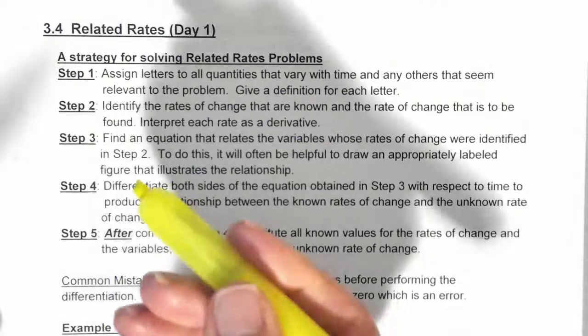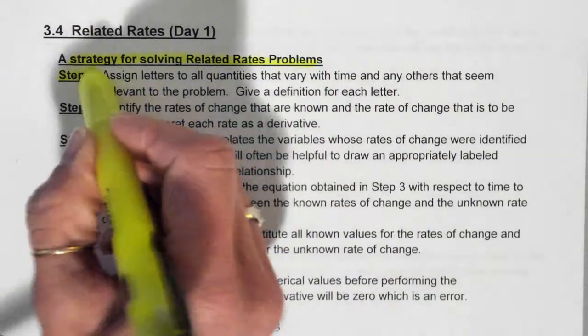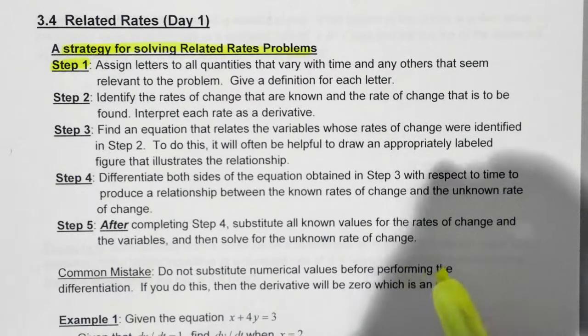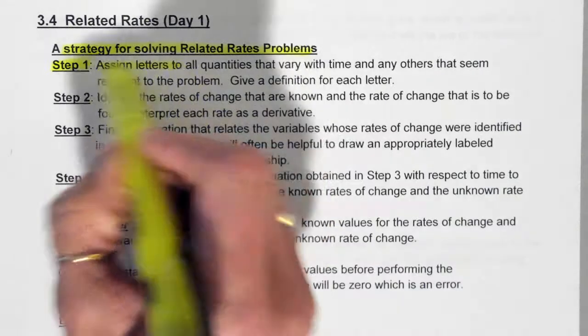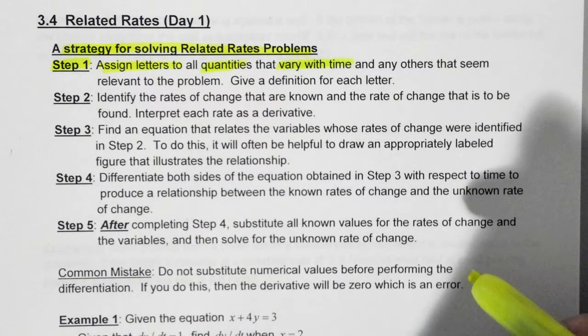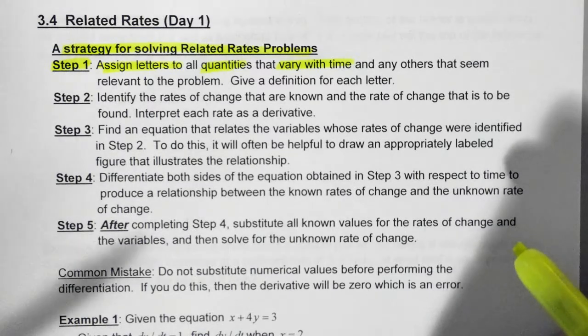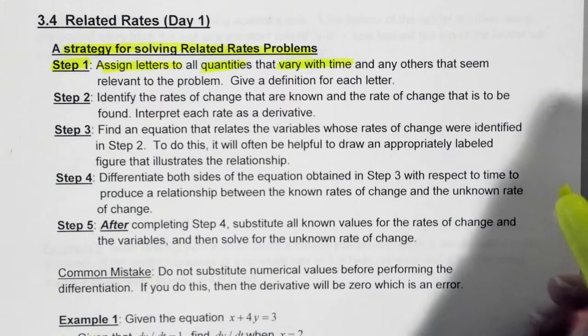Okay, so some strategies for solving related rates problems. Our first step is basically, obviously you read through the problem, and we want to assign letters to all quantities that vary with time. Okay? And we're also going to be giving any others that are relevant their given quantities. So you need to define everything that's in the problem. And it'll make more sense when we start doing these problems.